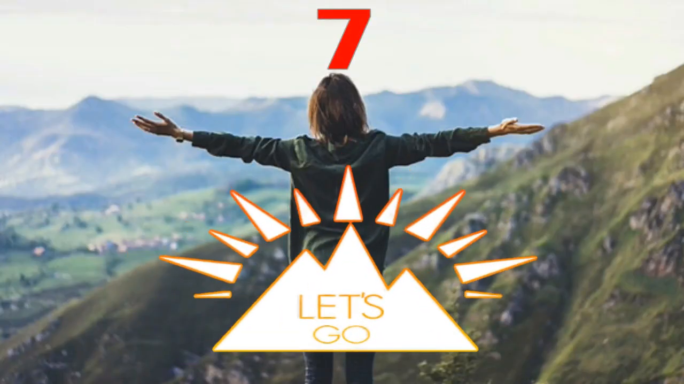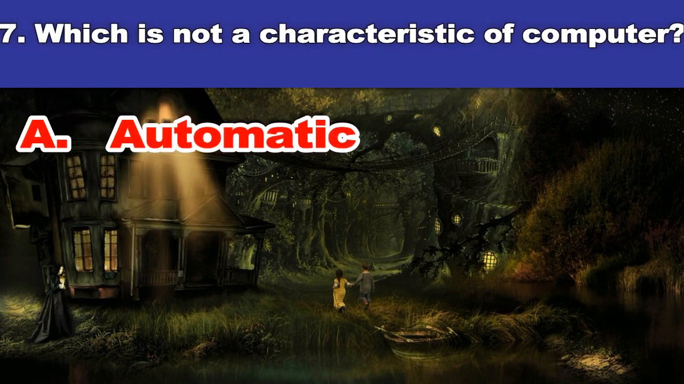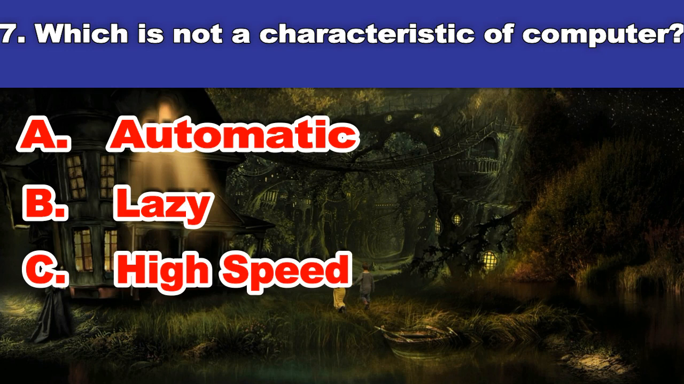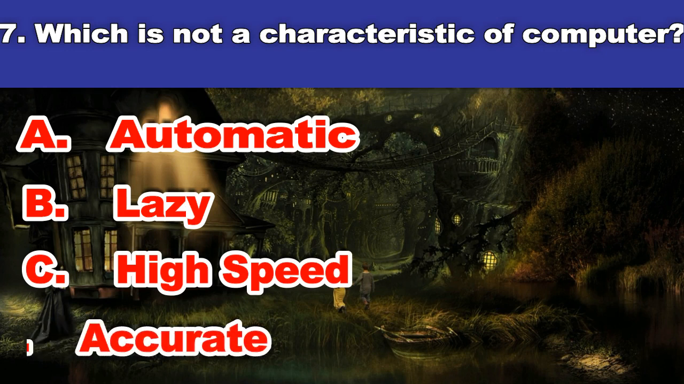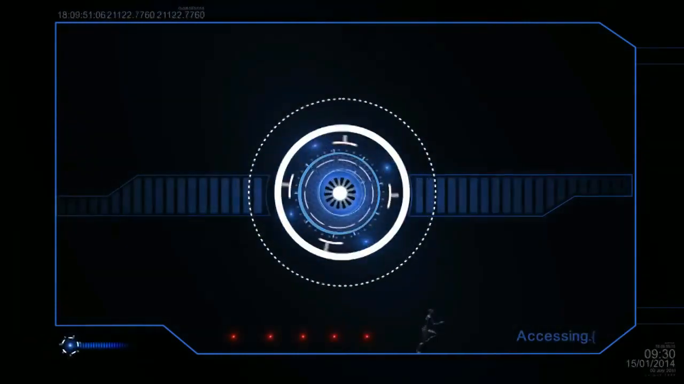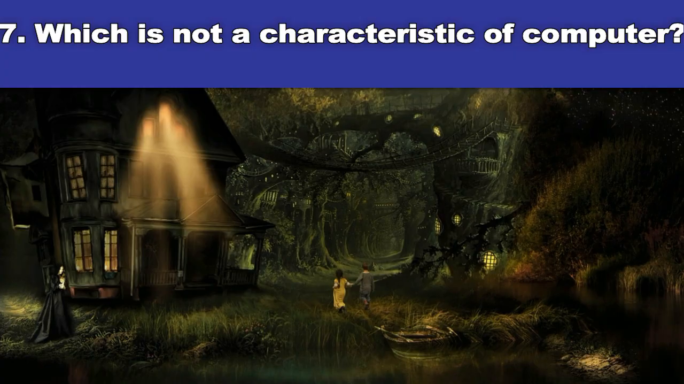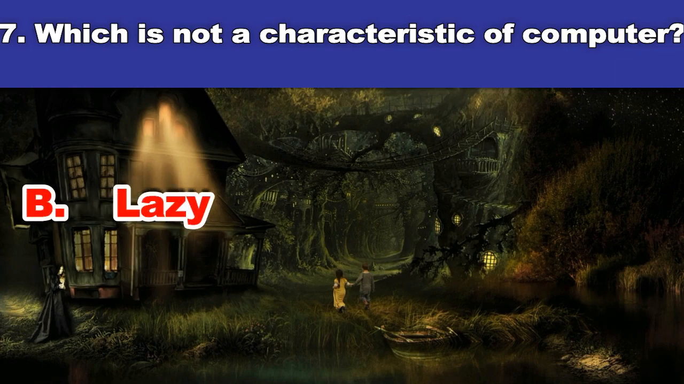Seventh question. Which is not a characteristic of computer? A. Automatic, B. Lazy, C. High speed, D. Accurate. And the answer is lazy.